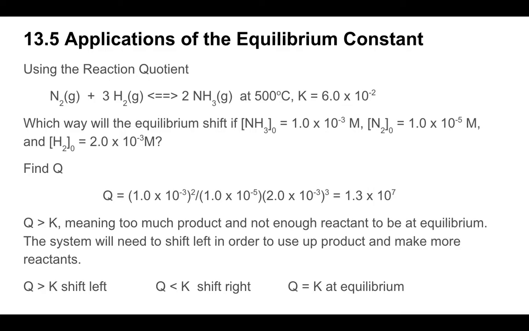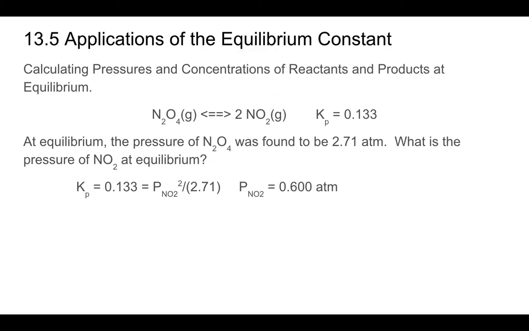so that we'll be in line with K. So the general way of thinking about this: if Q is greater than K, you need to shift to the left. If Q is less than K, you need to shift to the right. If Q equals K, it means you don't need to shift. You are at equilibrium and you're fine where you are.